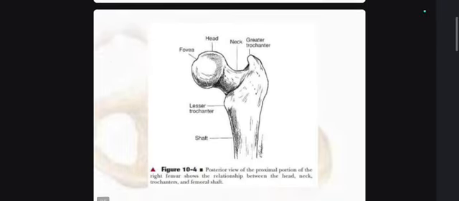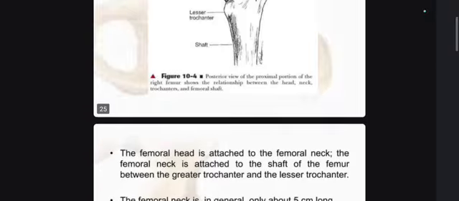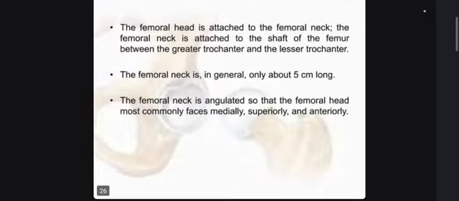This is a posterior view of the proximal portion of the right femur. It shows the relationship between the head, neck, trochanters, and femoral shaft. The femoral head is attached to the femoral neck. The femoral neck is attached to the shaft of the femur between the greater trochanter and the lesser trochanter. The femoral neck is in general only about 5 cm long. The femoral neck is angulated so that the femoral head most commonly faces medially, superiorly, and anteriorly.